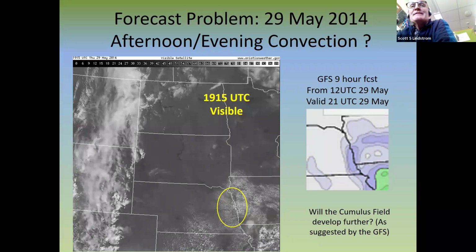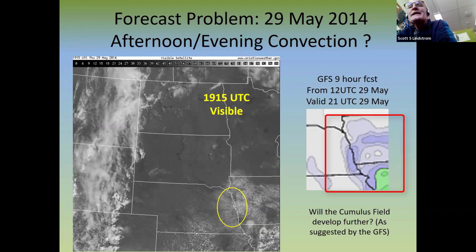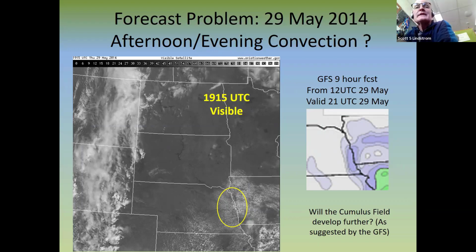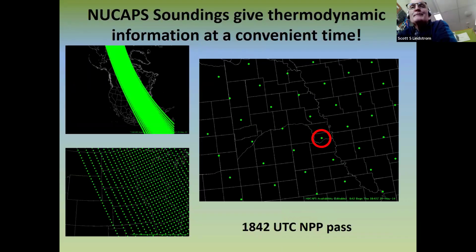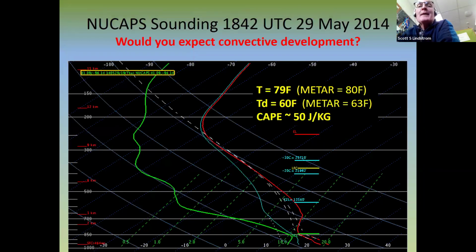So we have a 1915 UTC visible image with a broken cumulus field and a GFS that says, oh, it's going to rain. So the question for you is, will you see afternoon and evening convection on this particular day? And there was a NUCAPS overpass at that time. So we're just going to be looking at this particular green point. And here's what the profile looked like that particular day.